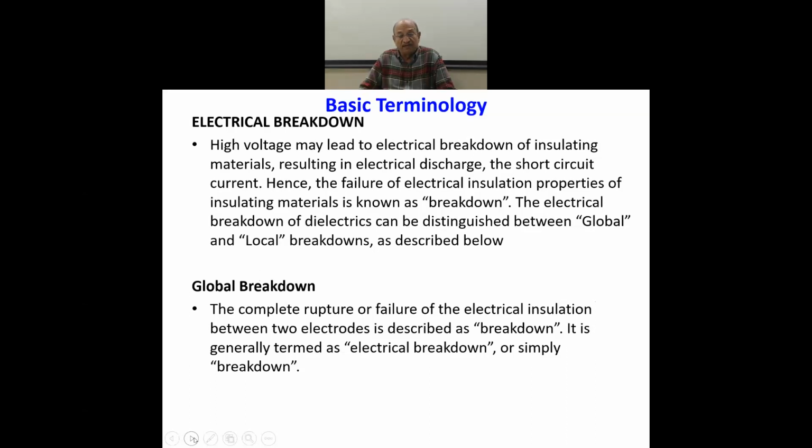But the literal meaning of dielectric is that which does not allow passage of current. So you can say that there is no dielectric which does not allow some passage of electric current. In other words, by the literal meaning, there is no dielectric which is a dielectric. All dielectrics do allow some passage of current.